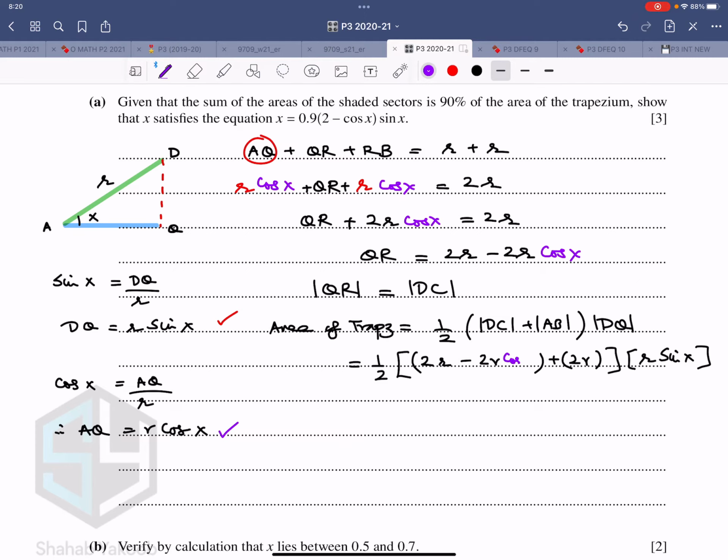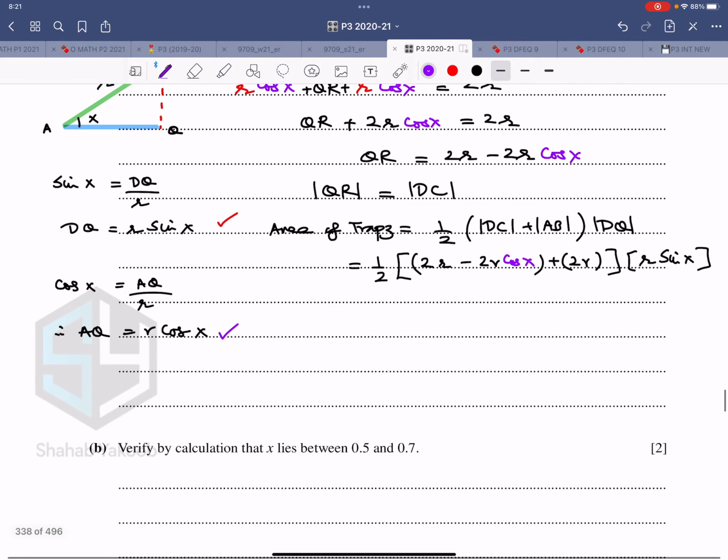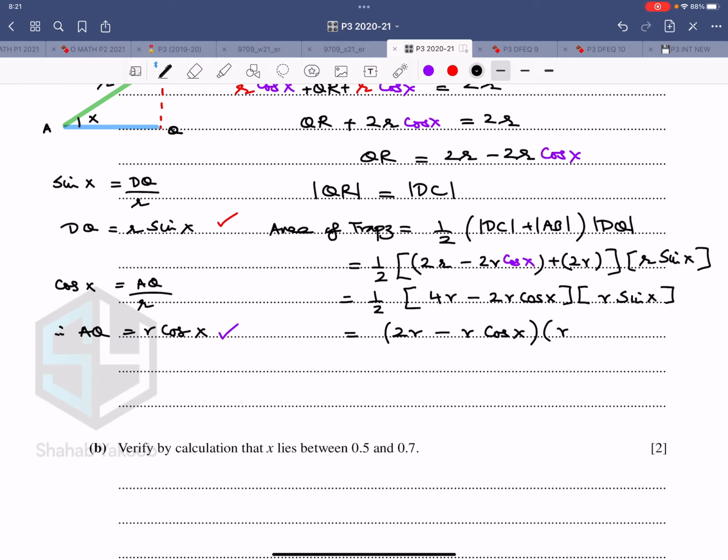Okay. Now can I simplify something? I can. This is half, and this is 2R plus 2R, that is 4R minus 2R cosine X, multiplied with R sine X. And this is half multiplied by this. So it will multiply with only one bracket, that is 2R minus R cosine X multiplied with R sine X. Leave it as it is. That's the area of the trapezium.